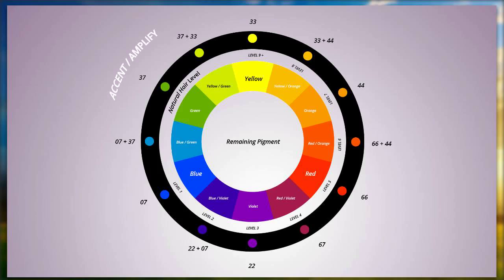Awesome. So Laura, as you can see, it's just basically adding the exact same color if you're going to accent or want to make it brighter, right? And it's adding the opposite color in order to neutralize it. So you have the ability with the amplifiers, adding those to your formula, to be able to do either one.